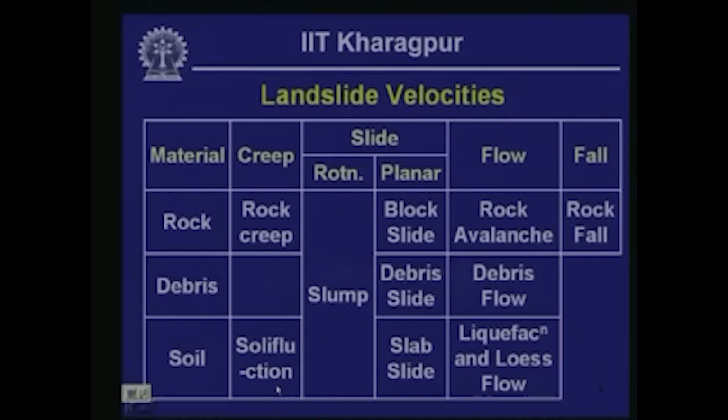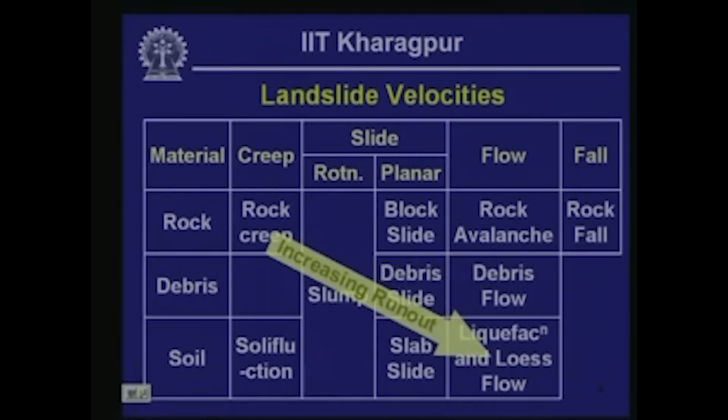Now, let us look at the velocity. If you go from the left to the right of this particular table, what you are going to see is typically an increase in velocity of the unstable mass. So, when you are having creep movement, then the velocity is quite low. On the other hand, when you have got different types of flow or rock fall, then the velocity could be quite high indeed.